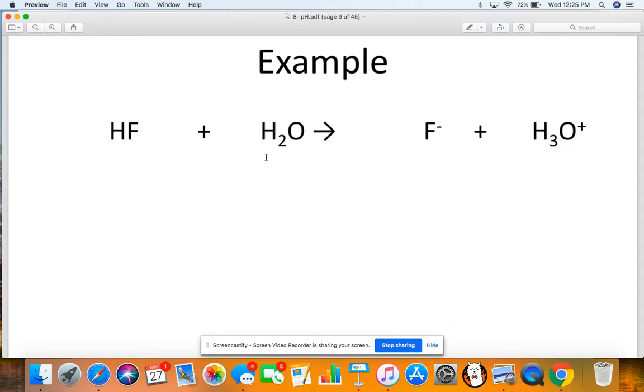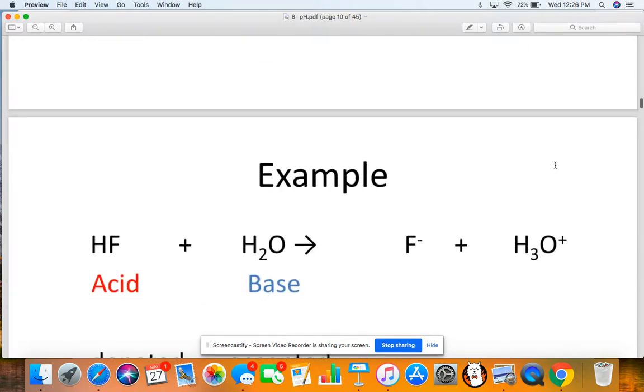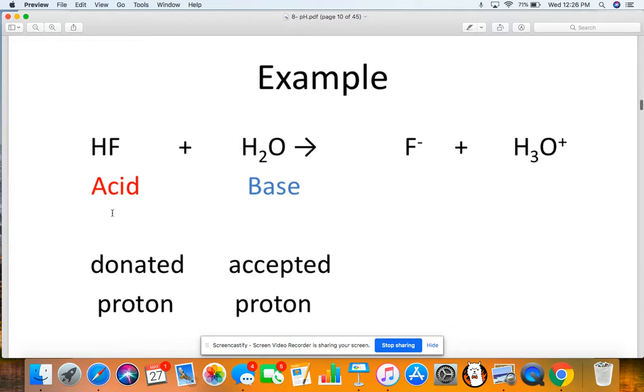Whereas water in this case, what's different about water? It's got 2 hydrogens on this side, it's got 3 hydrogens on this side, therefore it's gaining a hydrogen. It's acting as a proton acceptor, so it's a base. So let's take a look, and we have identified that hydrofluoric acid is our acid, and water is going to be our base.